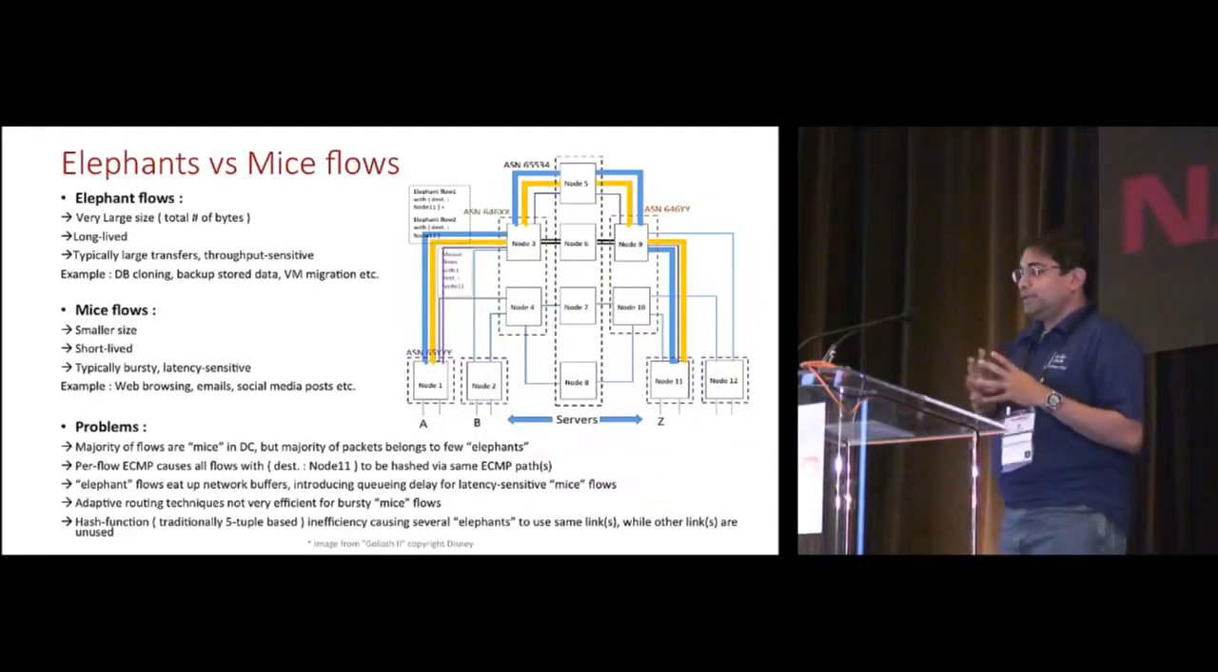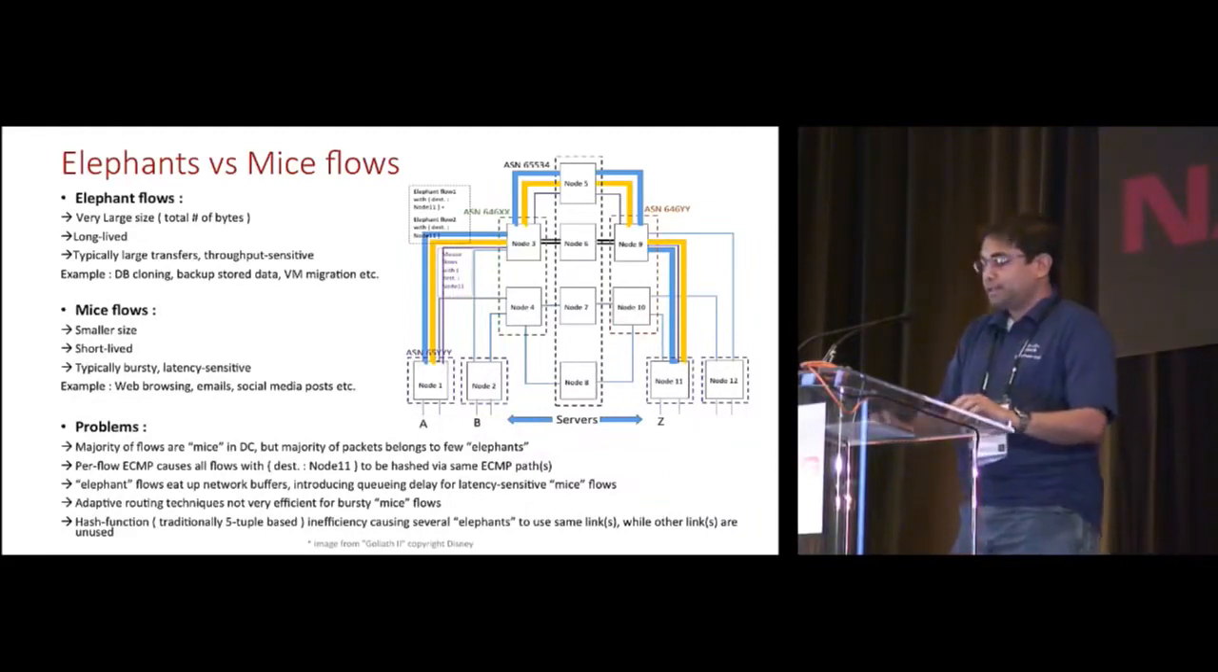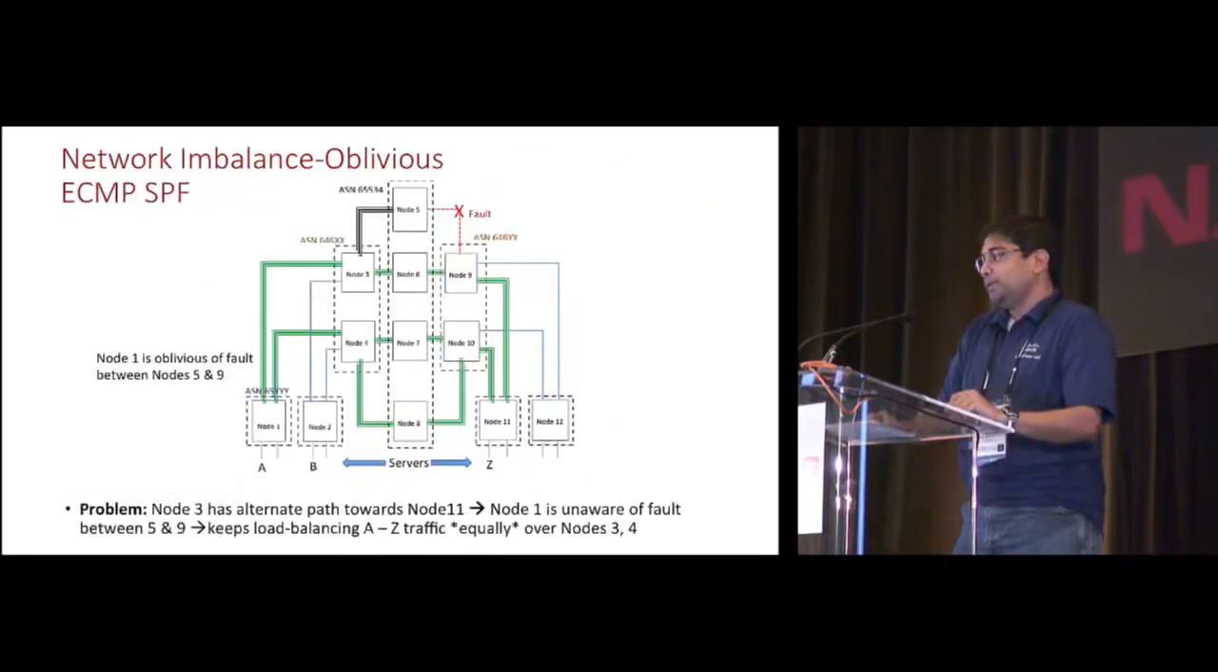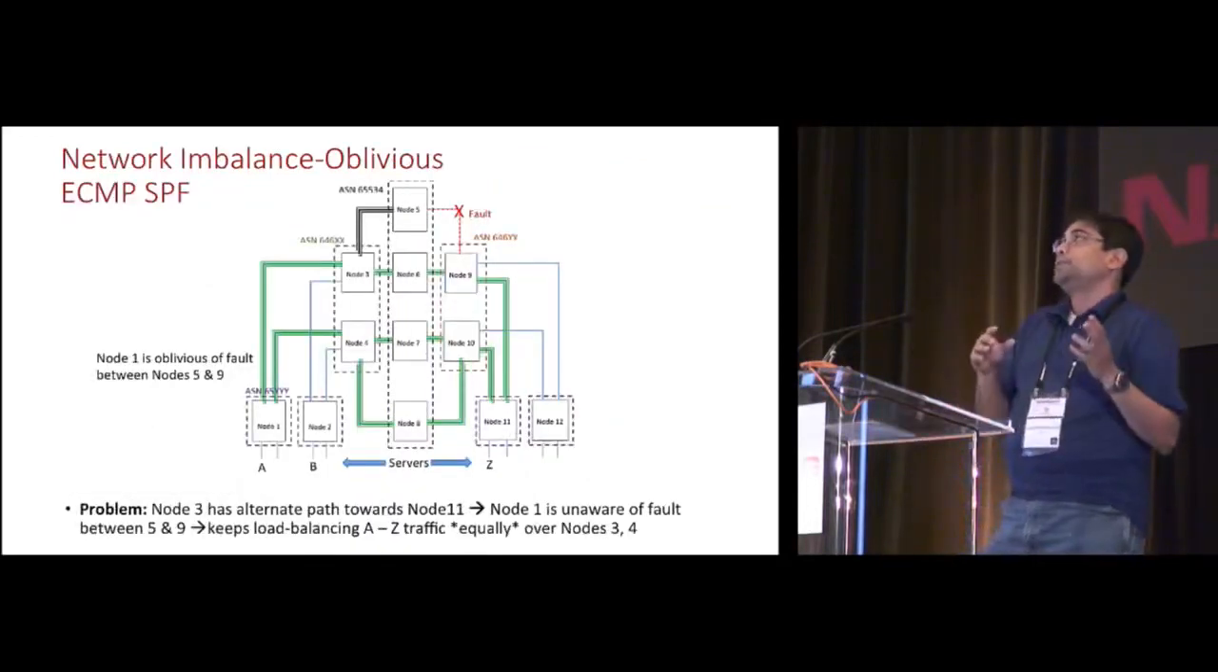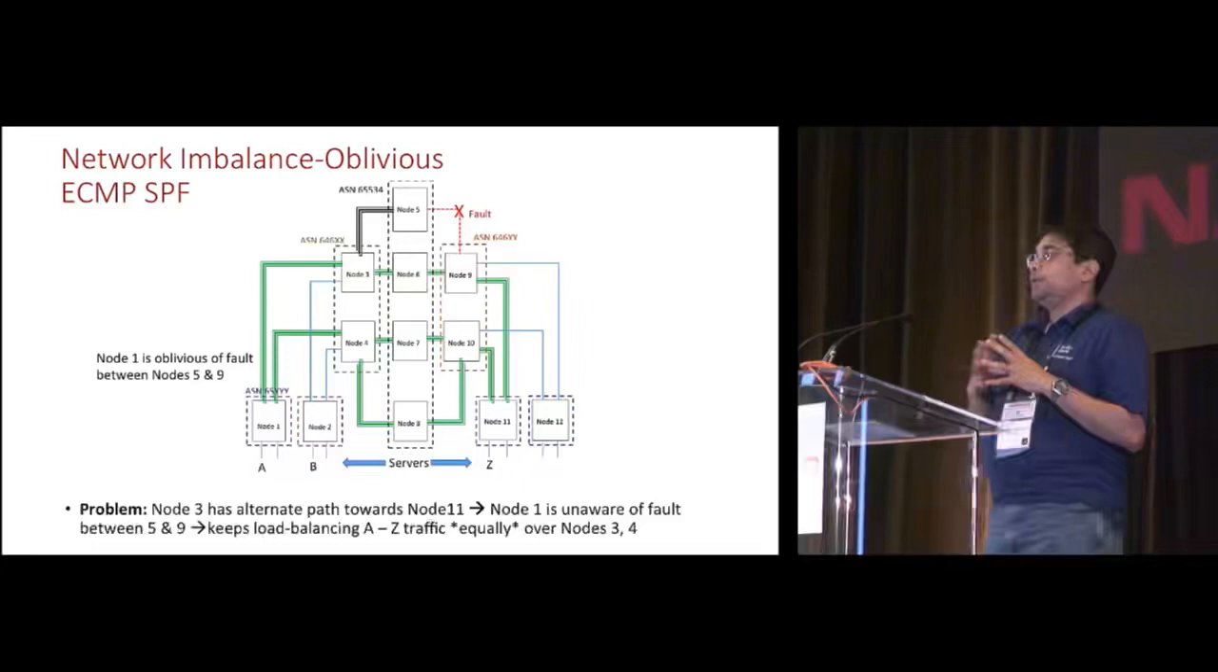This is something which we see a lot in today's data centers, and of course, as and when we see more advent of technologies like virtual machines and big data, it will become more and more evident. And this is, if you remember, the second part of the problem we talked about: the network imbalance oblivious, or performance oblivious, ECMP.